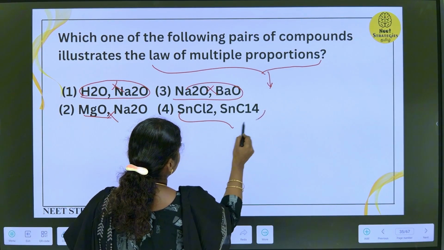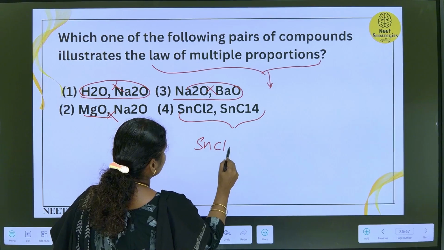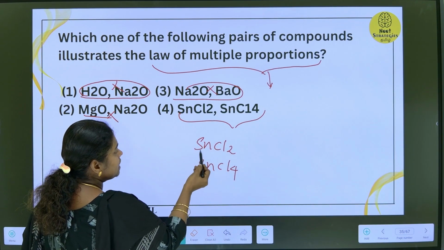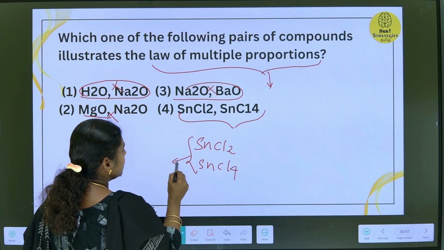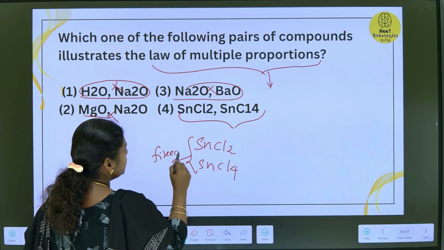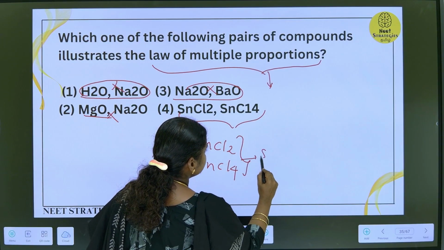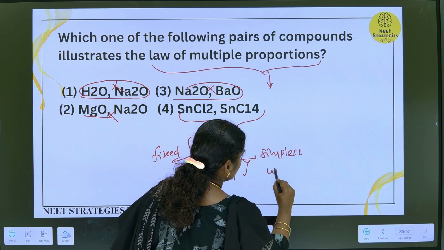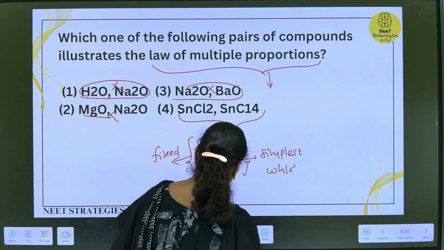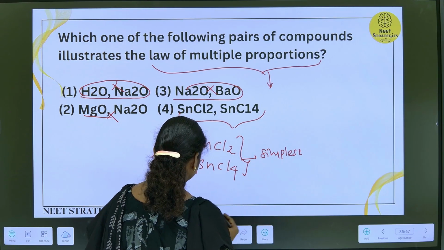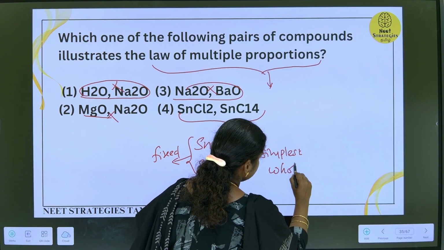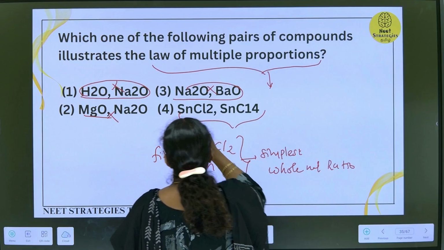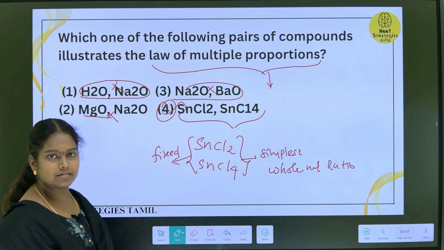So in this case, stannous chloride. Okay, so tin will be fixed. Chlorine is in the simplest whole number ratio. Okay, simplest whole number ratio. So this will be the correct answer. Option 4 is the correct answer.